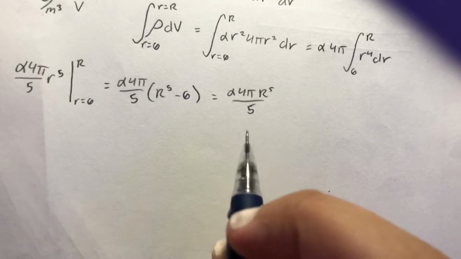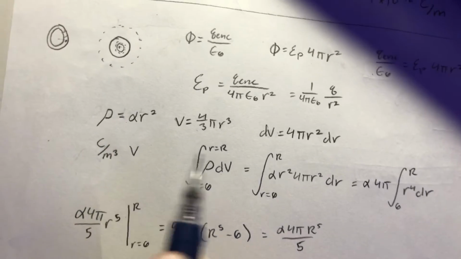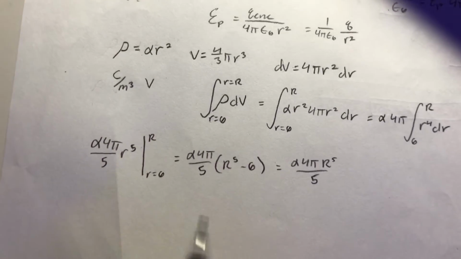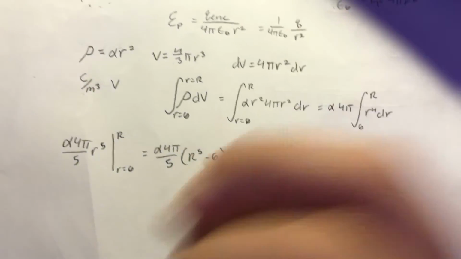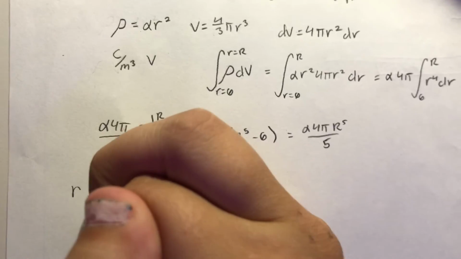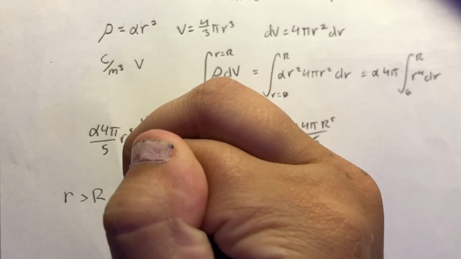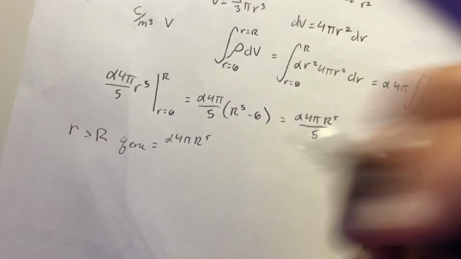So our equation for the charge is just going to be alpha 4 pi R to the 5th over 5. So this is going to be our total charge of the entire sphere. So when our little r is greater than the radius of the sphere, the entire sphere is going to be our enclosed charge. So that's going to give us our enclosed charge if little r is greater than big R. Our Q enclosed is going to be this alpha 4 pi big R to the 5th all over 5.